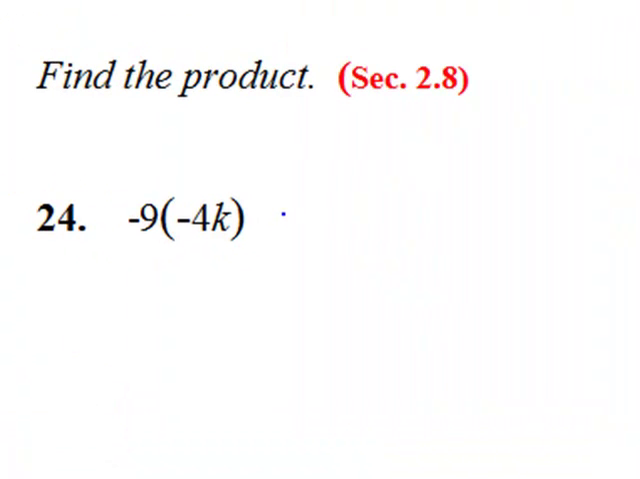Now, number 24, we are simply multiplying negative 9 times negative 4, and then times k. So multiplying the coefficients, we get 36k. And that's it.